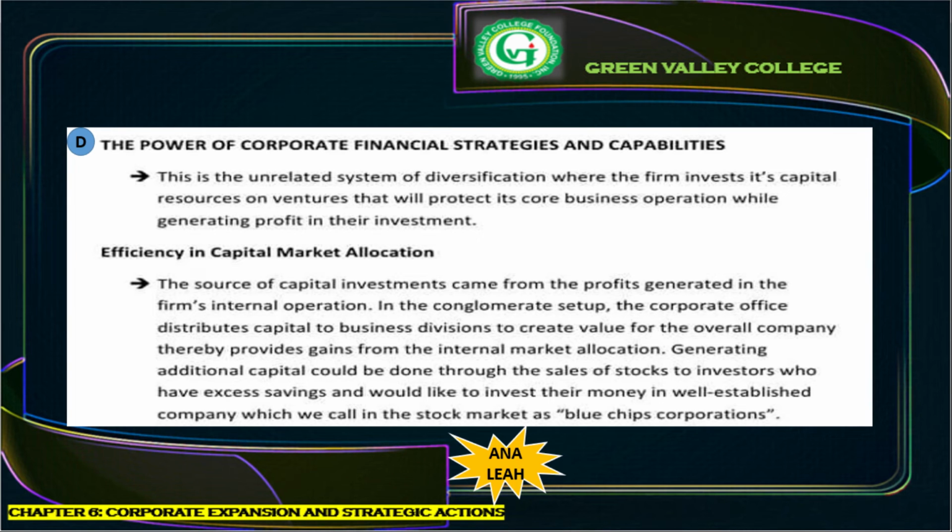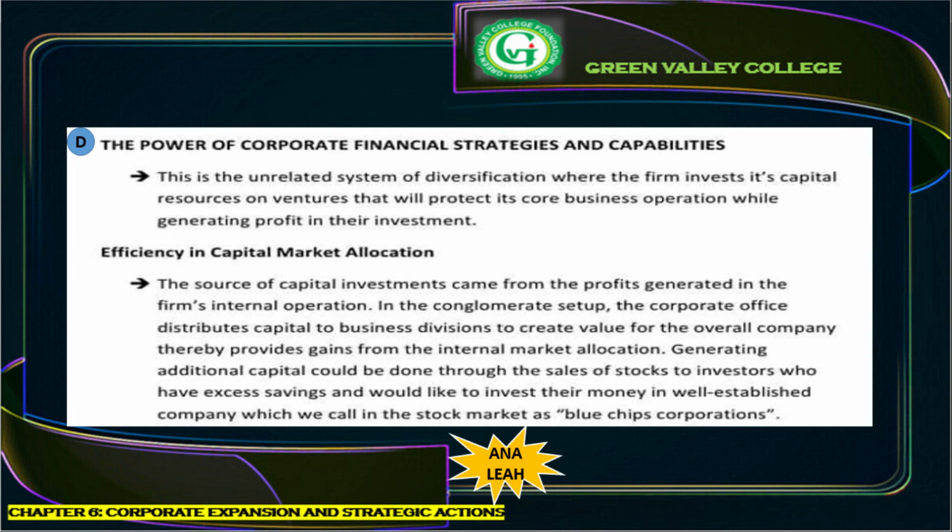The power of corporate financial strategy and capability. This is an unrelated system of diversification where the firm invests its capital on ventures that will protect its core business operating while generating profit in their investment. For example, nag-invest kakwarta ang firm para ma-protect ang business at the same time gakita ka o gaginansya ka sa ning invest mo.